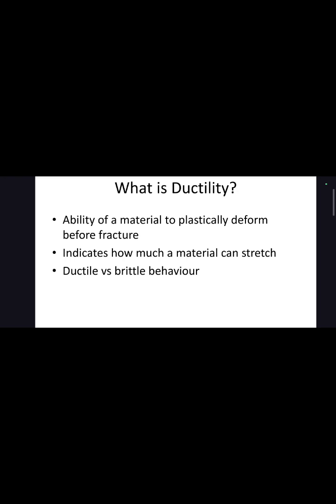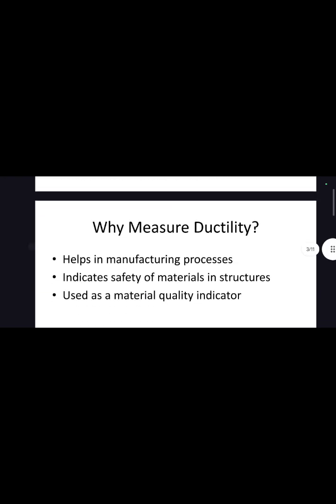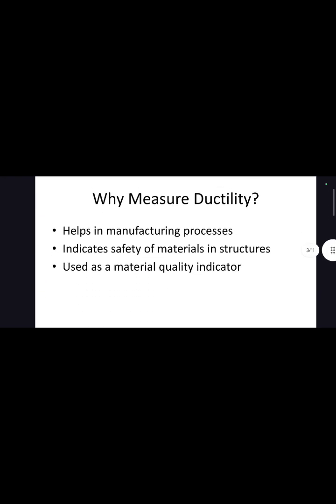Why do we measure ductility? Measuring ductility is very important in engineering and material science for three main reasons. First, it tells us how much a metal can be shaped during manufacturing processes such as rolling, forging, extrusion, and drawing. If a material has a low ductility, it may crack during shaping.